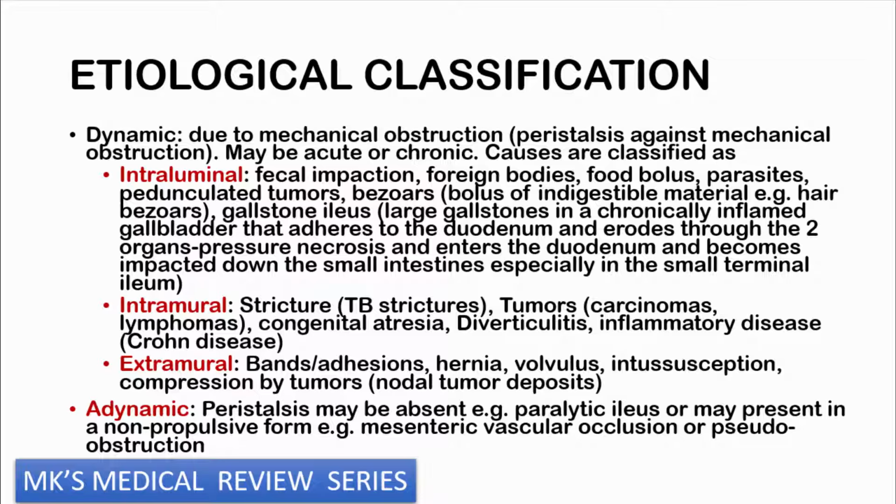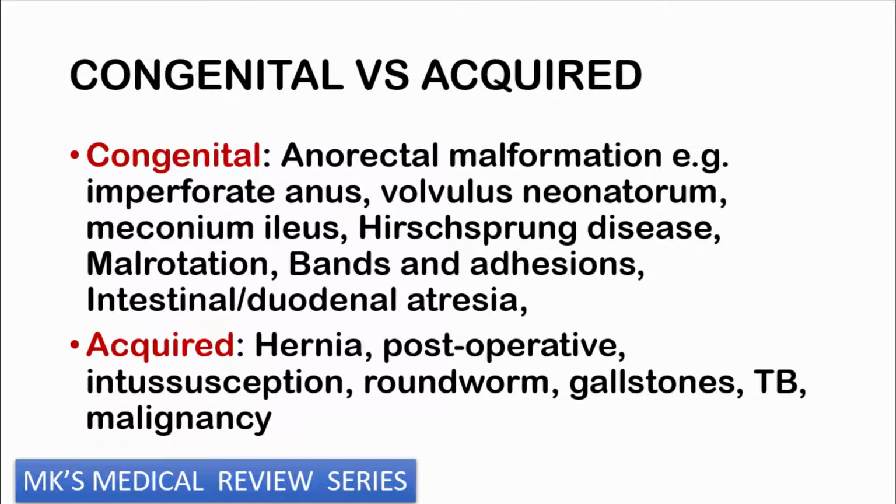You could also have compression by tumors, like, for example, nodal tumor deposits. You may also have adynamic, where peristalsis is pretty much absent, like, for example, in paralytic ileus, or it may present as a non-propulsive form, like, for example, in mesenteric vascular occlusion or pseudo-obstruction.